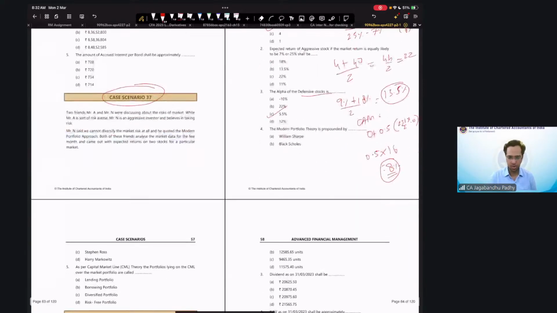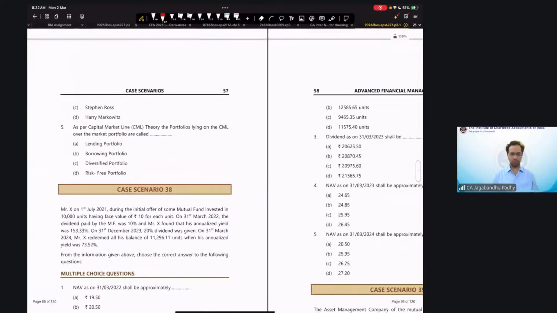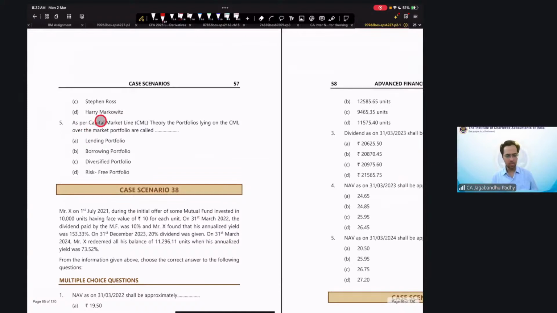Then, of course, the modern portfolio theory is propounded by Harry Markowitz. Then look at this one. As per capital market line theory, the portfolios lying on the CML over the market portfolio are called borrowing portfolios.